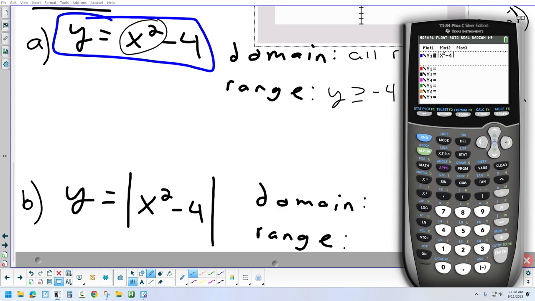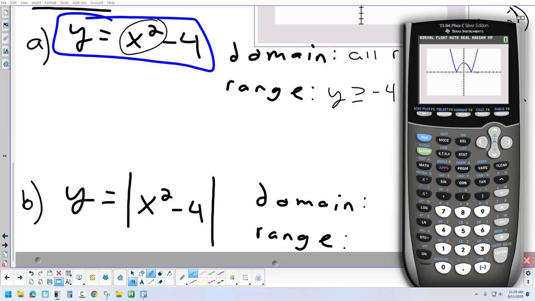Okay, so let's take that. Hit graph. And that's what our graph looks like this time. So remember, this part before was down here. It's a fish. But absolute value flips it up.